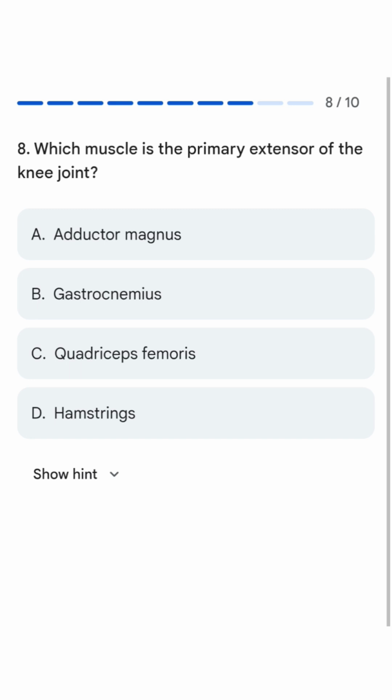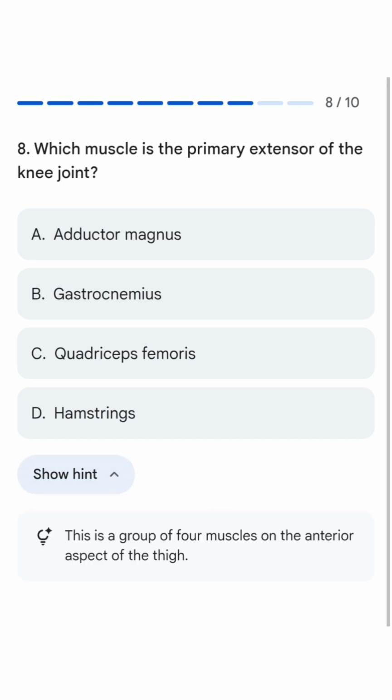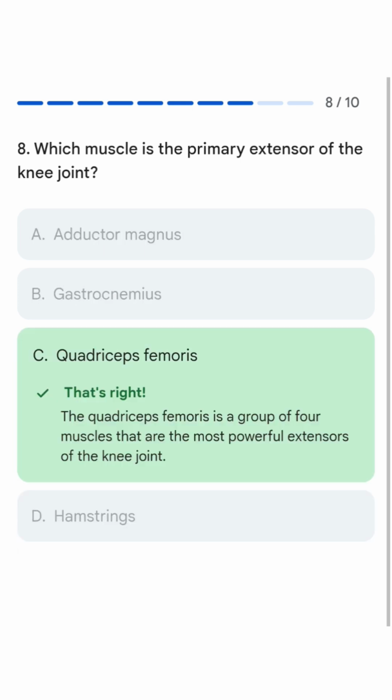Next question. Which muscle is the primary extensor of the knee joint? Adductor magnus, gastrocnemius, quadriceps femoris, hamstrings. This is a group of four muscles on the anterior aspect of the thigh. Quadriceps femoris. The quadriceps femoris is a group of four muscles that are the most powerful extensors of the knee joint.